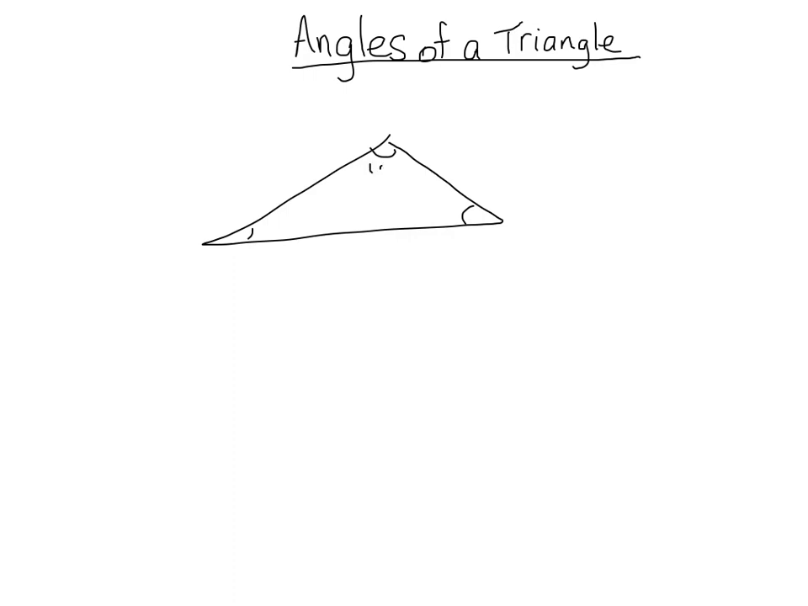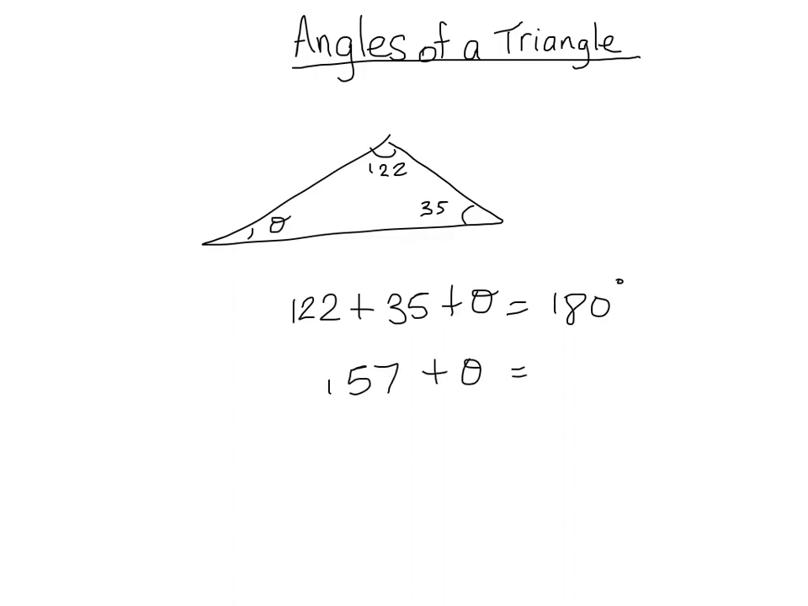180. So for example, if this were 122 and this were 35, and this was some unknown, let's call it theta, in order to figure out what theta is, well, 122 plus 35 plus theta would be equal to 180 degrees. So solving that, we would get 157 plus theta is 180. Subtracting 157 from both sides, we get that theta is equal to 23 degrees. So that's just that the sum of the angles in a triangle is equal to 180. Let's keep going though.